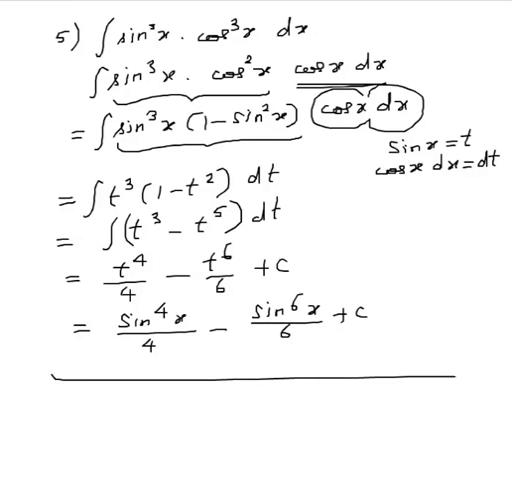If you have substituted cos x as t by splitting the sine cube x term, then your answer will be in terms of the cos function. Both answers are correct. I told you, using the identities, we can show that both answers are the same.